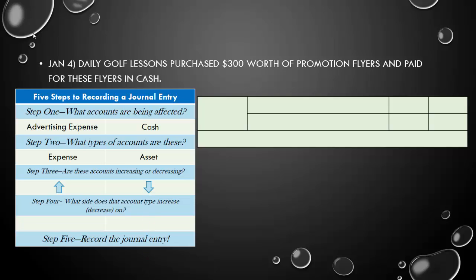Expenses go up with a debit, down with a credit, which means we're going to debit advertising expense in this entry, and we are going to credit cash because assets decrease on the credit side. So on January 4th, we have a debit to advertising expense for $300, credit to cash for that same amount, and the entry which records the fact that we paid cash for advertising.